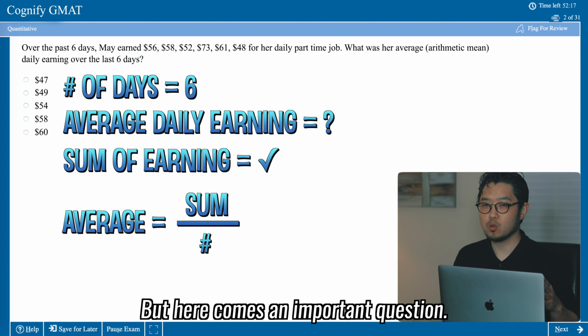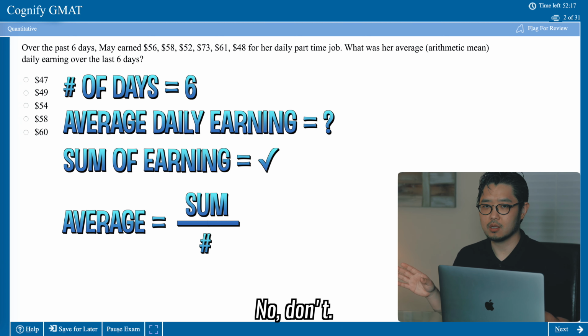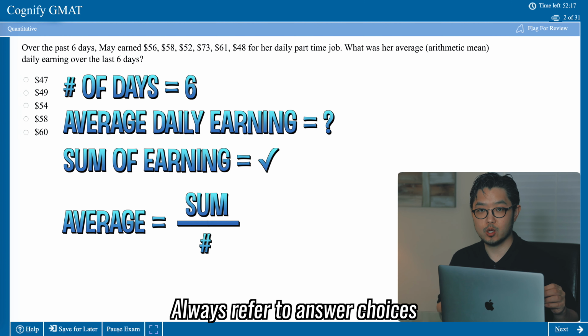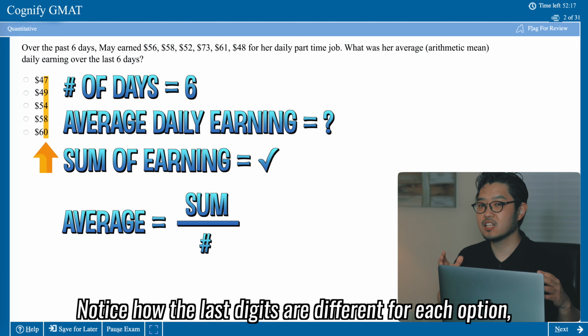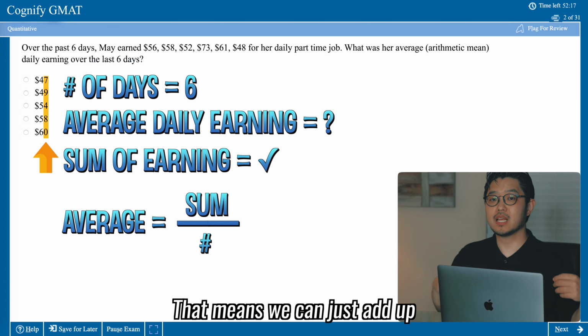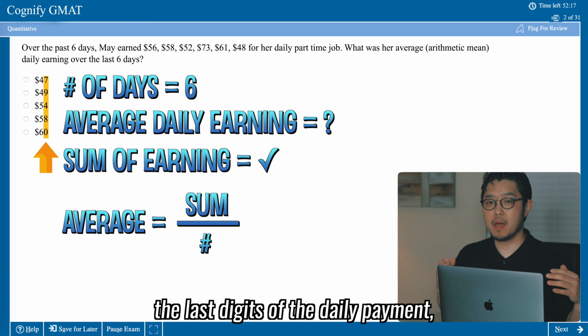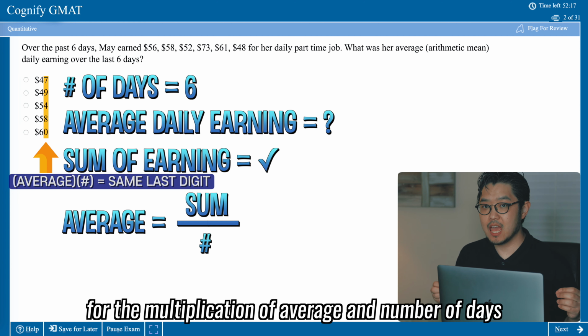But here comes an important question. Are we going to add up all these numbers? No, don't. Always refer to answer choices once you figure out how to approach this problem. Notice how the last digits are different for each option, ending with 7, 9, 4, 8, and 0. That means we can just add up the last digits of the daily payment, and whatever gives us the same last digit for the multiplication of its average and number of days will be the answer.